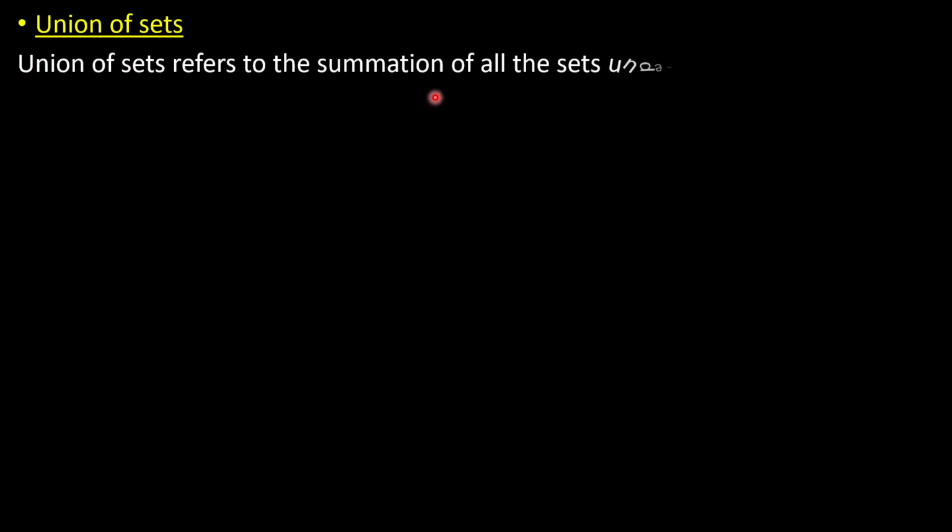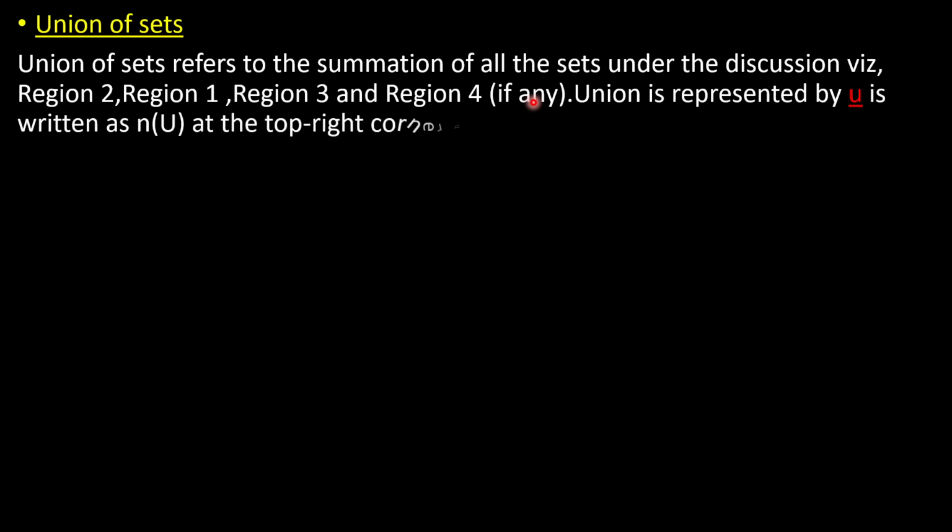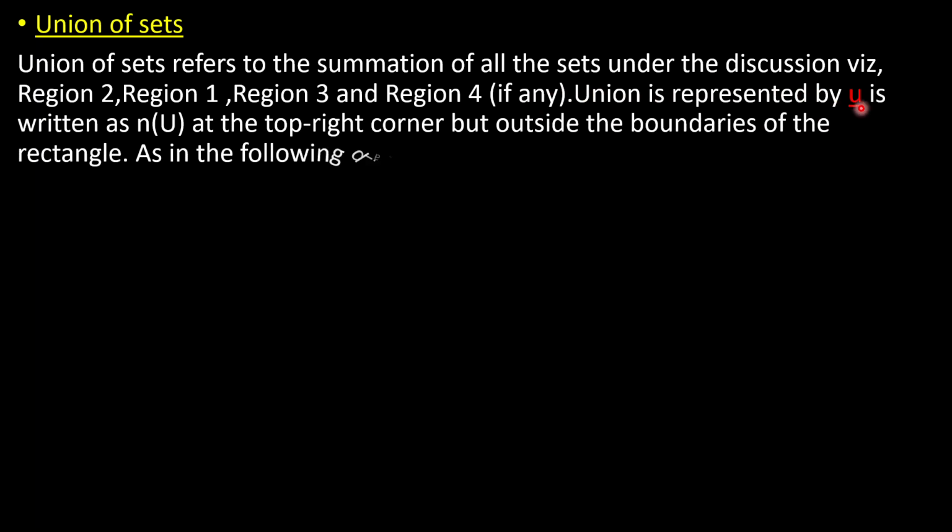So let's talk about the union of sets. Union of sets refers to the summation of all the sets under discussion. That's region 2, region 1, region 3, and region 4, if any. Union is represented by U.